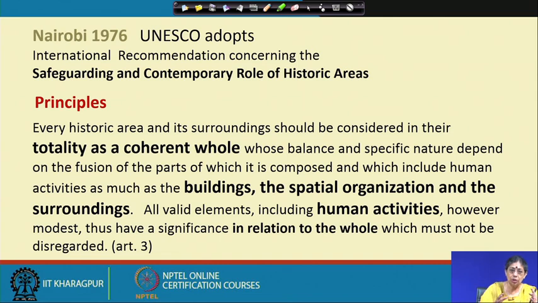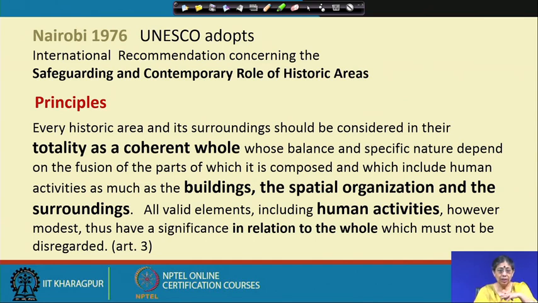So, let us see what it is talking about. It is talking about a coherent whole. It is also talking about a fusion of parts. Even in that whole there can be parts, because it has layers of history. There are different parts, or even in one part there are buildings of different periods. The spatial organization, the road layout, the open spaces, water bodies, the gardens and the surroundings, that is the setting of these historic areas, all are there, but also important are the human activities, past activities, present activities, redefinition of the activity and in relation to the whole.